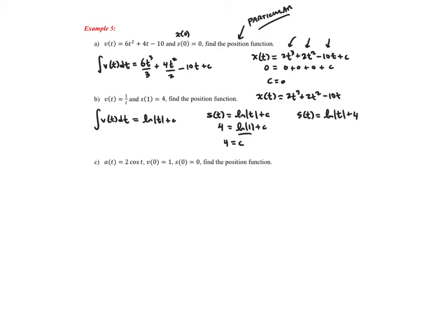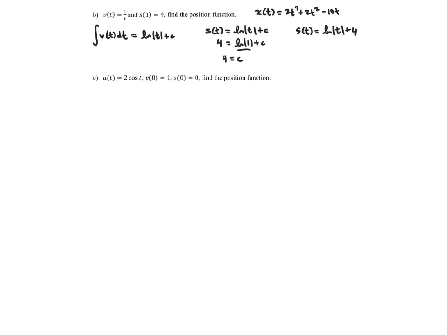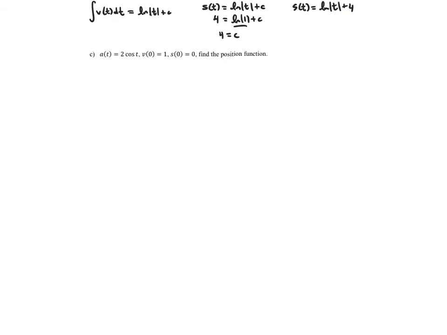All right, let's look at part C. A of t is cosine 2t, v of 0 is 1, and s of 0 is 0. So we're going to start with a of t. I'm going to take the antiderivative, or the integral of a of t with respect to t. Okay, so when we do this, I'm actually going to take 2 out, right? The antiderivative of cosine of t is sine t, so I'm just going to distribute that back in. So I get 2 sine of t plus c.